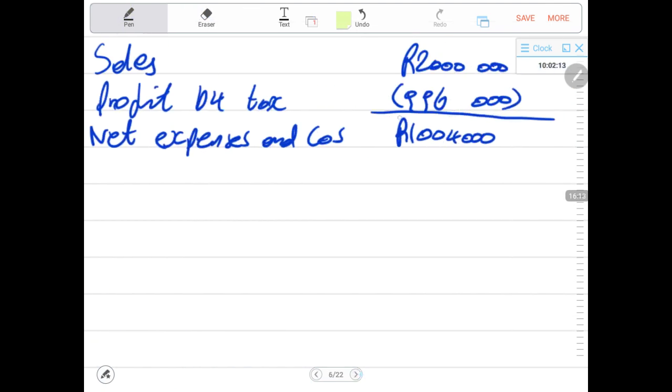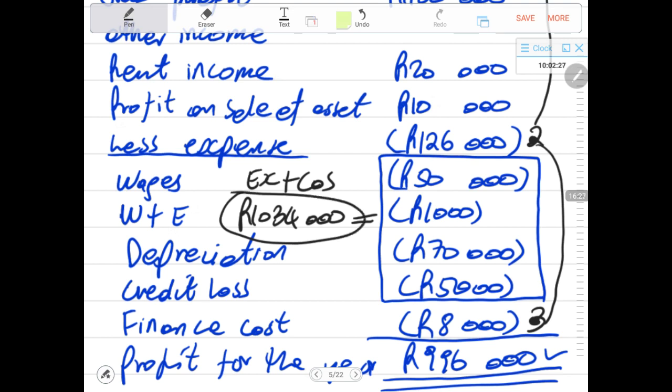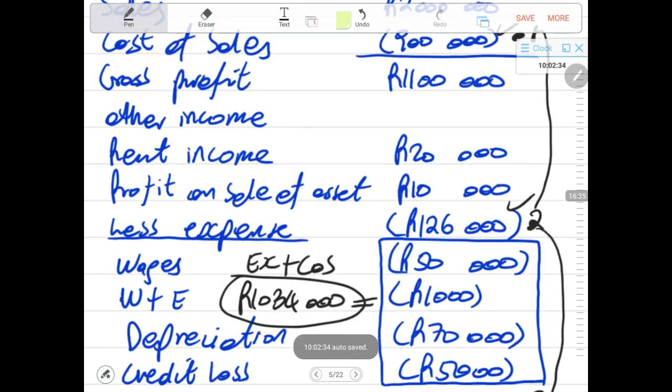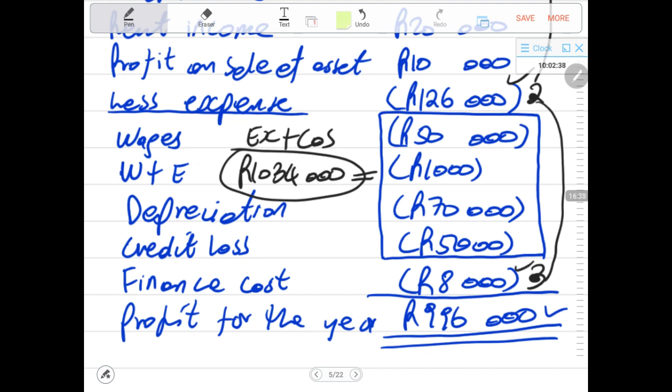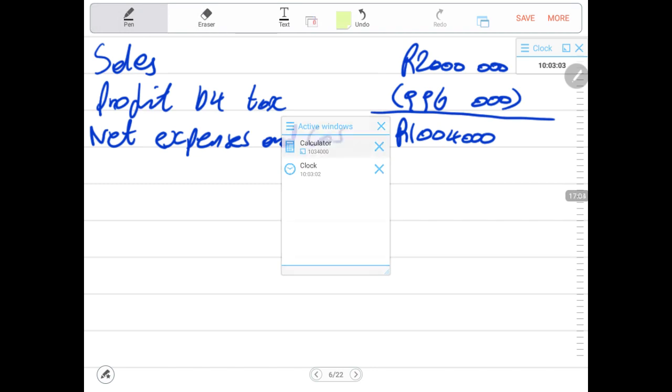But in the calculation we have done, we see that our net expenses and cost of sales are 1,004,000. They are less than the amount that I have calculated physically, because I've done the individual count of my cost of sales and expenses, which is 900,000 rands plus 126,000 rands plus 8,000 rands. That means my expenses and cost of sales are an amount of 1,034,000 rands. But when I go to my reconciliation note and I say sales minus profit before tax, I get an amount of 1,004,000 rands, and it's less than 1,034,000 rands. That means there must be a problem now. That is the problem that I want to make very clear to you.